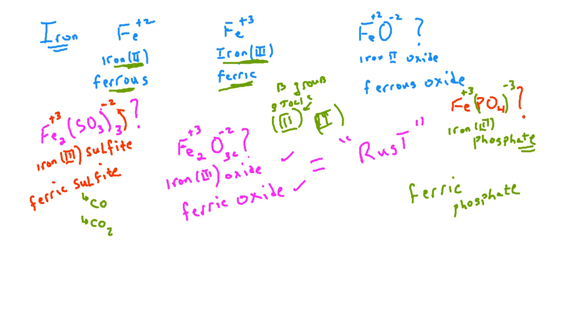So if I had SO3, this would not be monosulfur trioxide. It'd just be sulfur trioxide. Okay, so we don't say the mono for the first one.